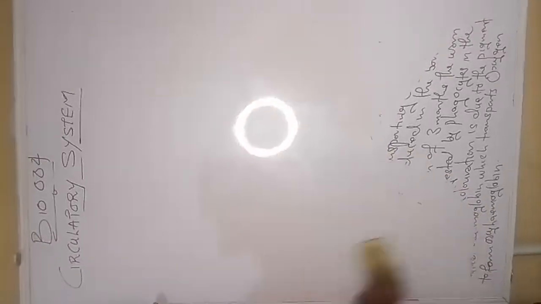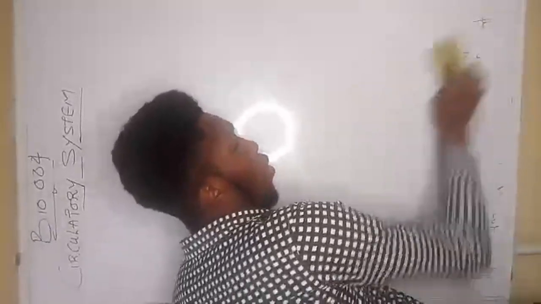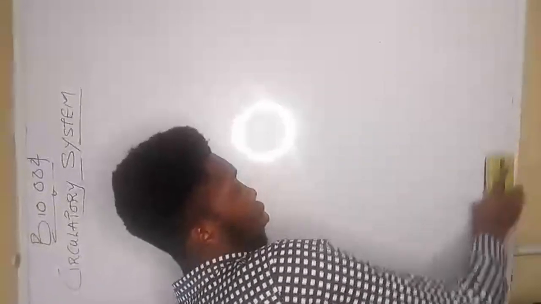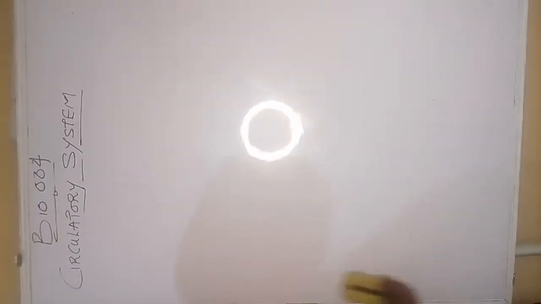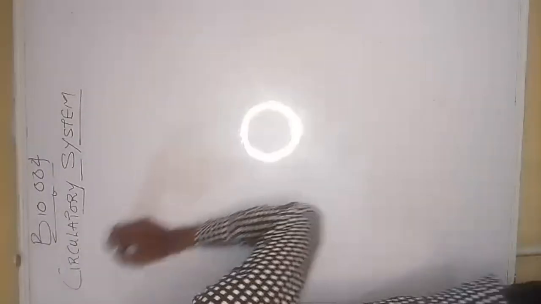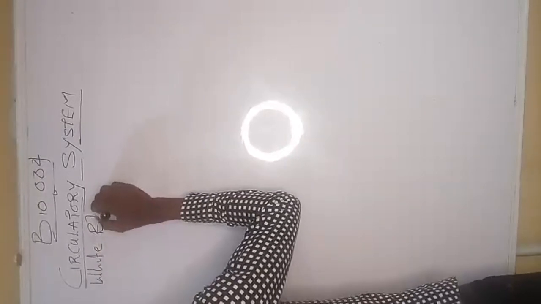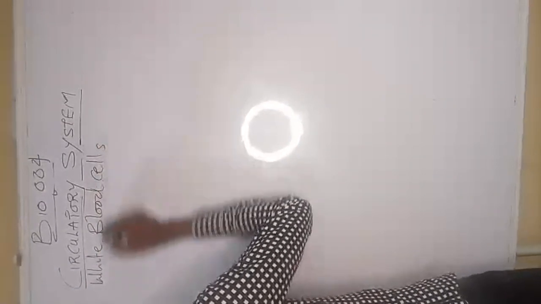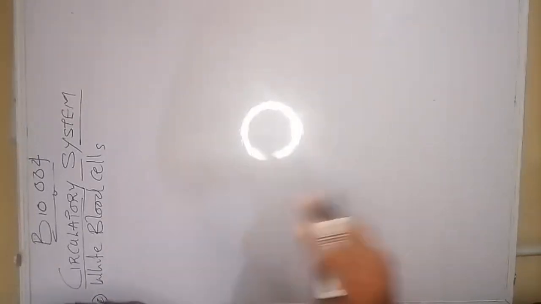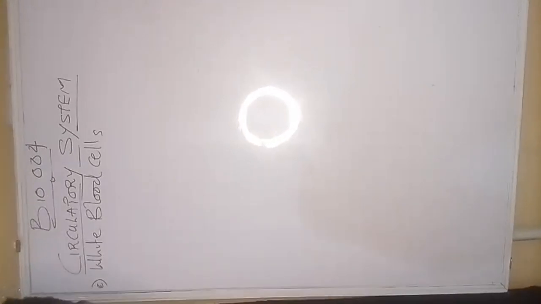Let's now go to the next one. I've done red blood cells. I want to talk about the white blood cells. We have talked about blood plasma. We have talked about red blood cells. Now we're in the white blood cells.